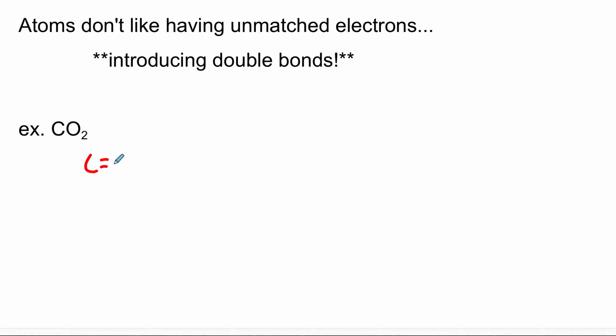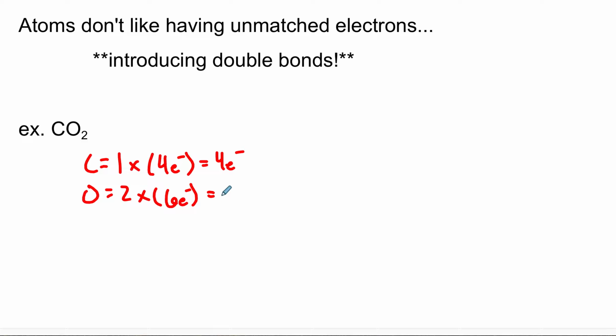So carbon, I know, is going to have, I have one atom of it, and I'm going to multiply this by 4 electrons in its valence shell, for a total of 4 electrons. And I'll have oxygen, I'll have 2 of them, and I'm going to have 6 electrons per oxygen, meaning I'll have 12 electrons altogether, and I'll have 16 electrons for this molecule of carbon dioxide, right? So I have 16 valence electrons.